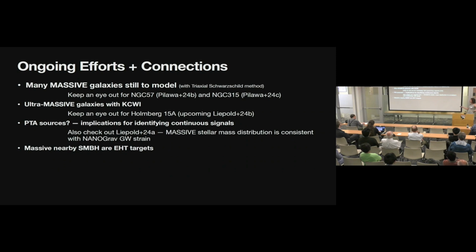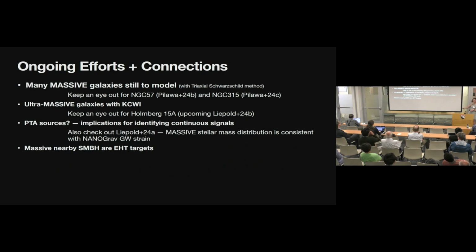One on the galaxy NGC 57 that our grad student Jacob Palawa is working on at the moment. NGC 57 is kind of interesting because it turns out to be a fairly big black hole that's in an incredibly isolated environment, which is kind of striking and unexpected. And NGC 315, which updates the mass that had previously been made using gas dynamics.